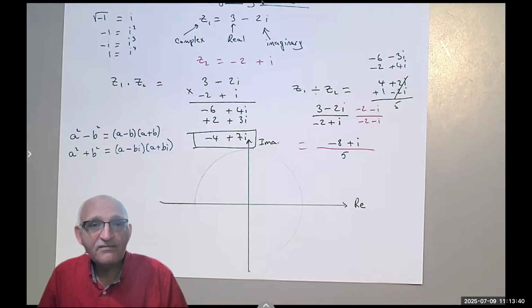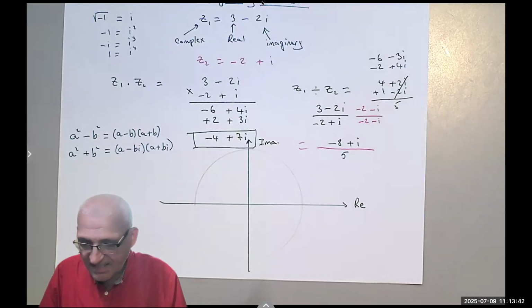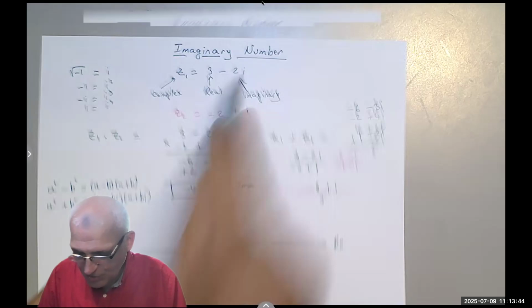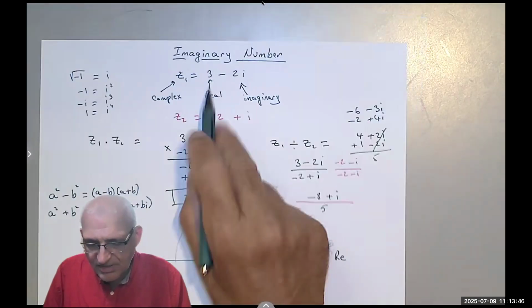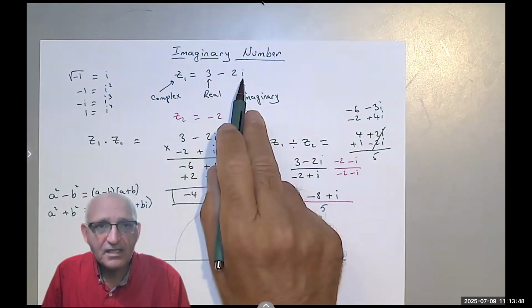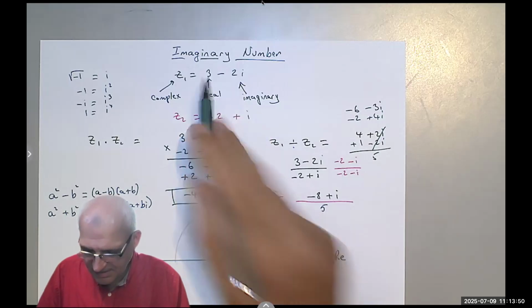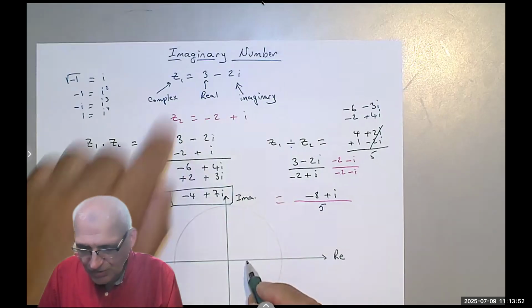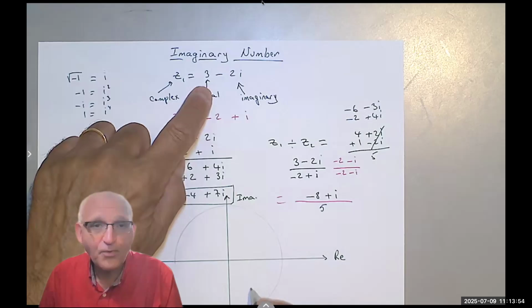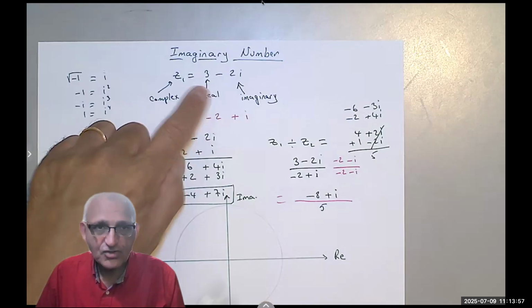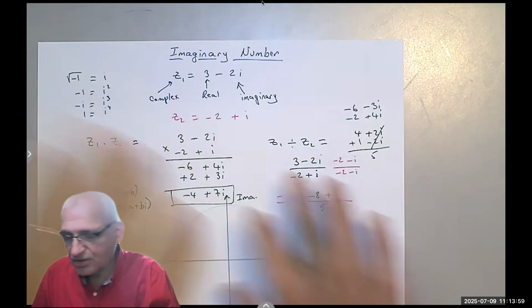Now, if I have to represent, say, z1, which is 3 minus 2i, I'm going to use as if this is the x and that's the y, right? So I go 3 positive to the x and 2 negative to the y and get a point, and so on and so forth. But that's not what we are going to do now.